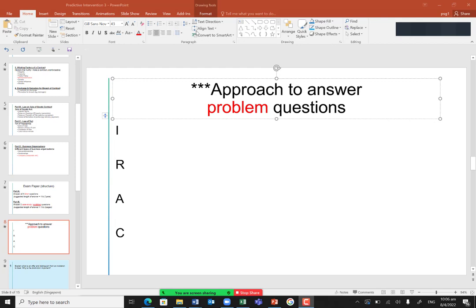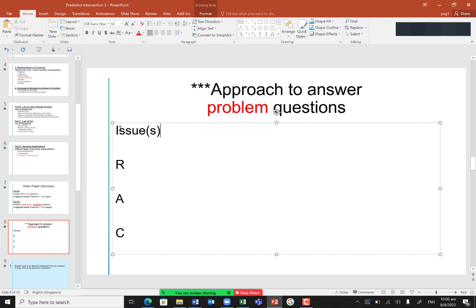Now the first step, I, stands for issues. I put issue or issues. Sometimes it could be one issue, but that one issue may have several sub-issues. So for example, it could be dealing with the issue of formation of contract. Whether or not there is a binding agreement? That could be the main issue.